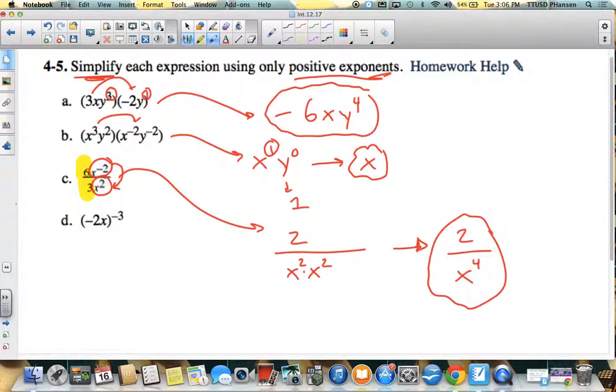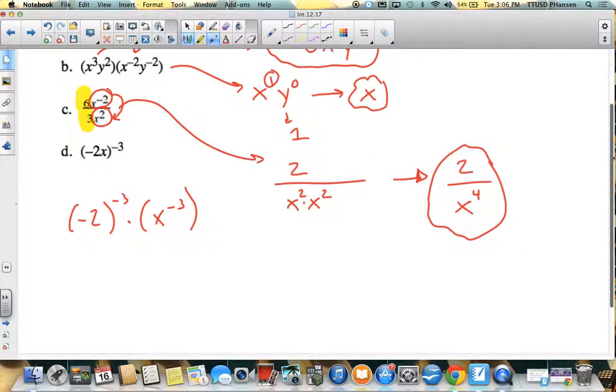And the last one's a little bit more tricky because of all the negatives, especially negative exponents. So my first thing is I can think about this as kind of distributing that -3. I got -2 to the -3 and x to the -3. And the first, -2 to the -3, I can think about as 1 over -2 to the third. And the second one I can think about as also 1 over x to the third.